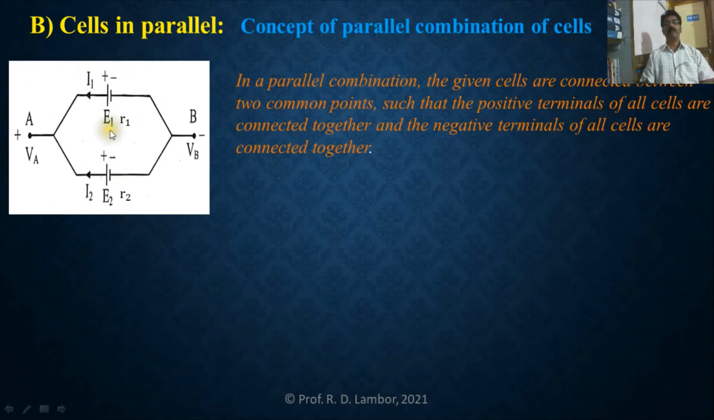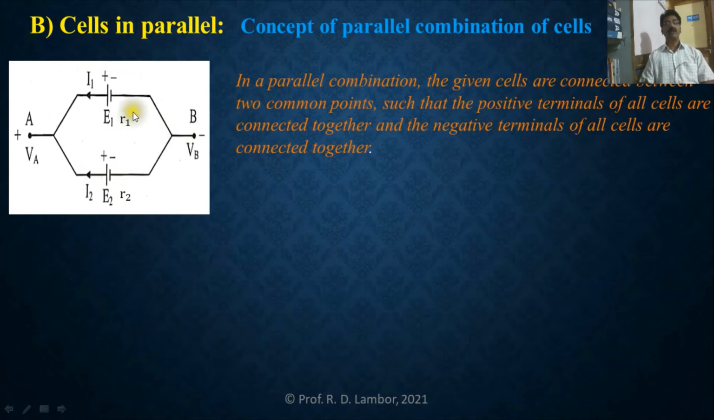The first cell has EMF E1 and internal resistance R1. The second cell has EMF E2 and internal resistance R2. While connecting, the positive terminals of both cells are connected together and given to terminal A, while the negative terminals of both cells are connected together and given to common point B. So at one common point the positive terminals of both cells are connected, and at the other common point the negative terminals of both cells are connected.